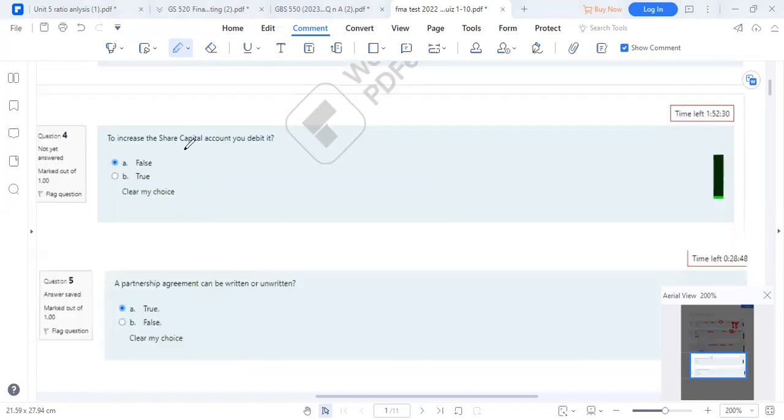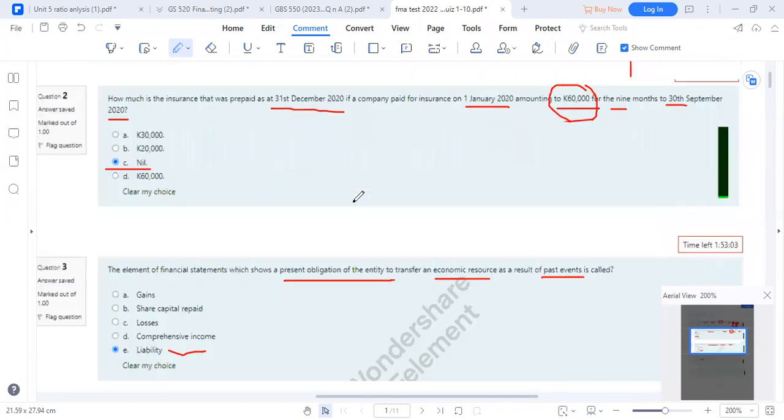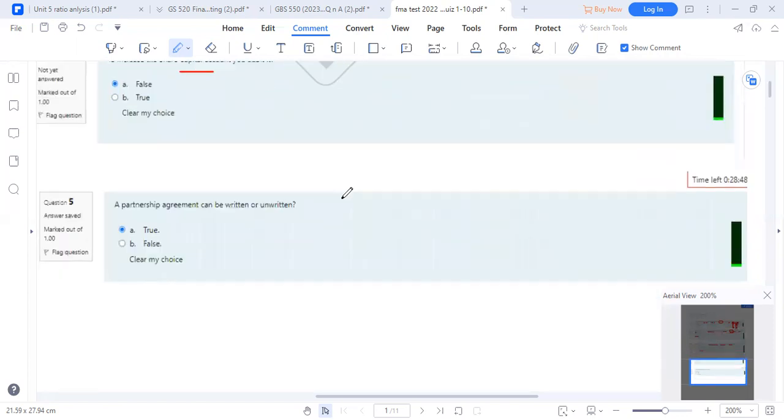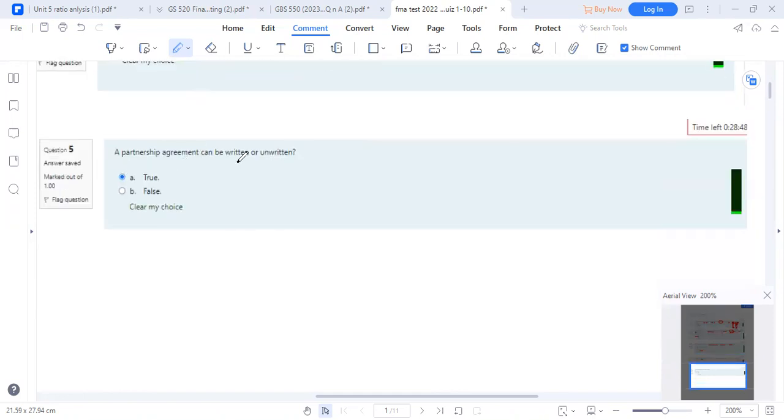So to increase capital, we debit it. Is it true or false? Remember, on pairs, capital is on the revenues side. To increase capital, we credit it. All right. So here they're asking us to increase capital, we debit it. No, this is false. We actually credit it. A partnership can be what? Written or unwritten. We've mentioned this in the previous class. Yes, it's true. It can be oral and can also be a written document.